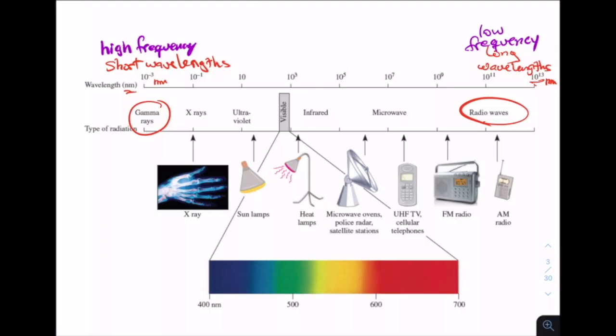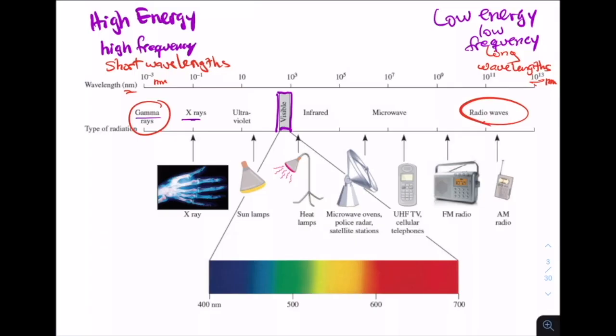And as we all know, gamma rays, X-rays, these things will hurt you, right? These have very, very high energy. And radio waves, well, they're passing through you all the time. They don't hurt you at all. These have very, very low energy. Now, in the middle of this electromagnetic spectrum, you have this really, really small area here, the visible range.